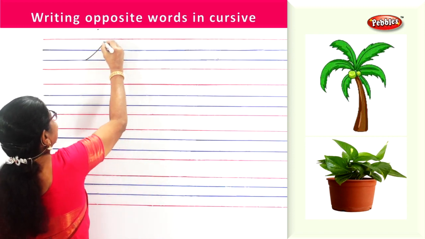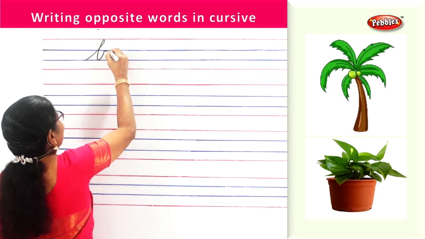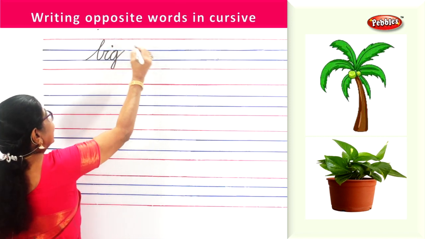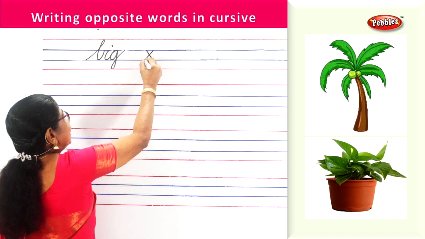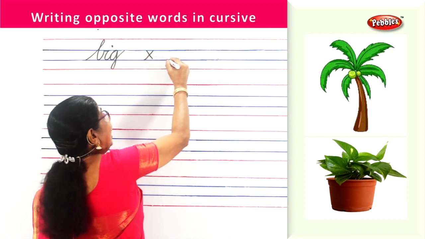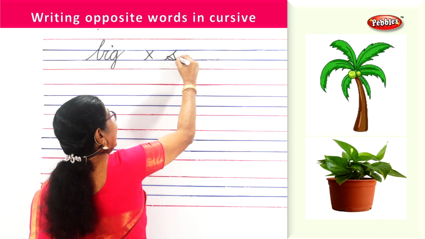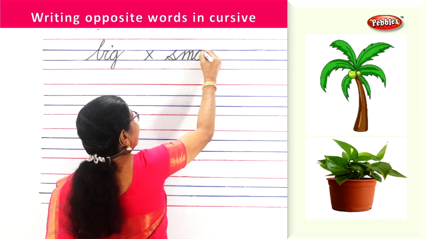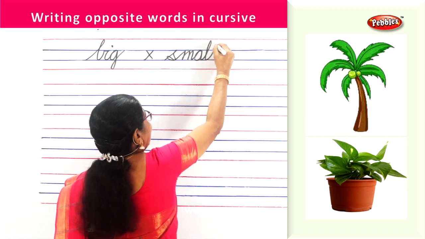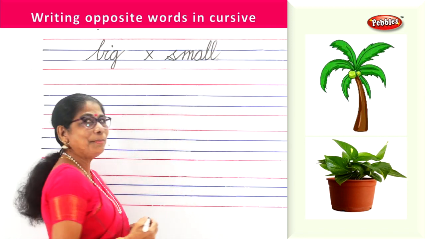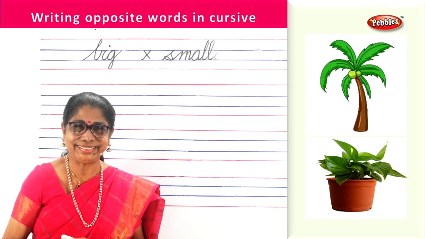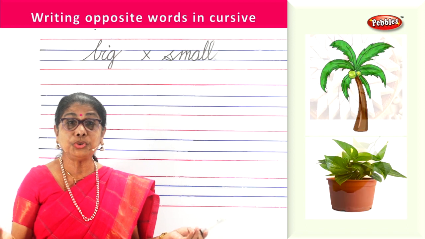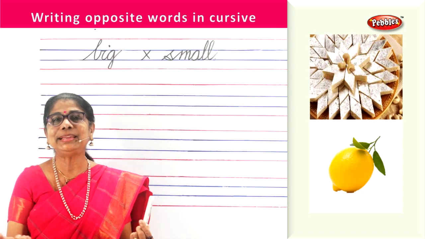B, I, G, big. Opposite, small. S, M, A, L, L, small. Good.